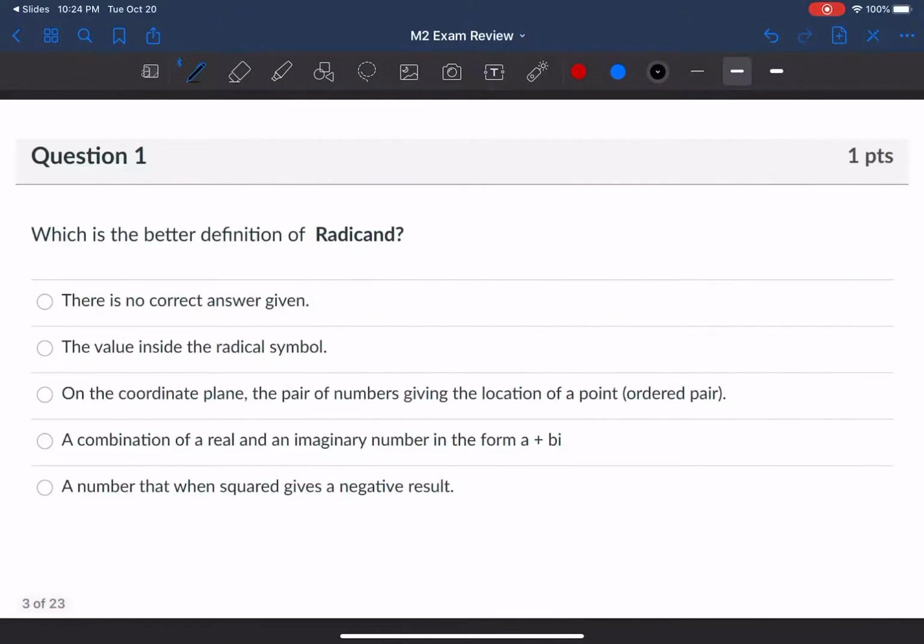Okay, so let's look at number 1. When I shuffled and took the practice test, I got radicand as my first question. So you might have different problems, okay? So question 1, which is the better definition of radicand? If you remember radicand, you should have it in your notes. Radicand is basically the number inside of the radical symbol. So if it's a, this is the radicand inside of the square root. So the second one, the value inside of the radical symbol, yes, that is the definition of radicand, okay?